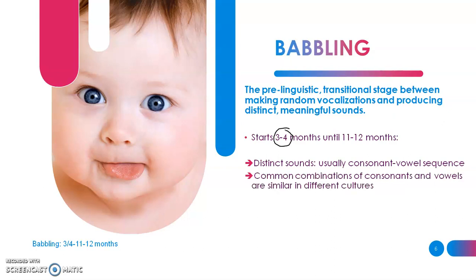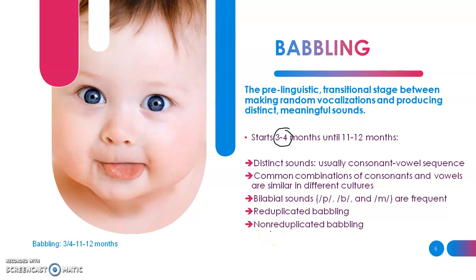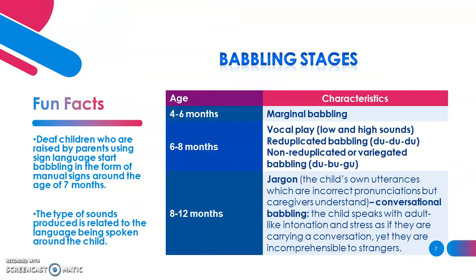During that period, we have this production of distinct sounds, common combinations of consonants and vowels. Usually they are bilabial sounds like p, b, m, etc. We have two processes, the reduplicated babbling and the non-reduplicated babbling. Here, let's look at this table, the babbling stages. I'm not going to read from this table or the fun facts. You can have a look at them. You can pause or refer to the PowerPoint. But my main focus here is during that stage.